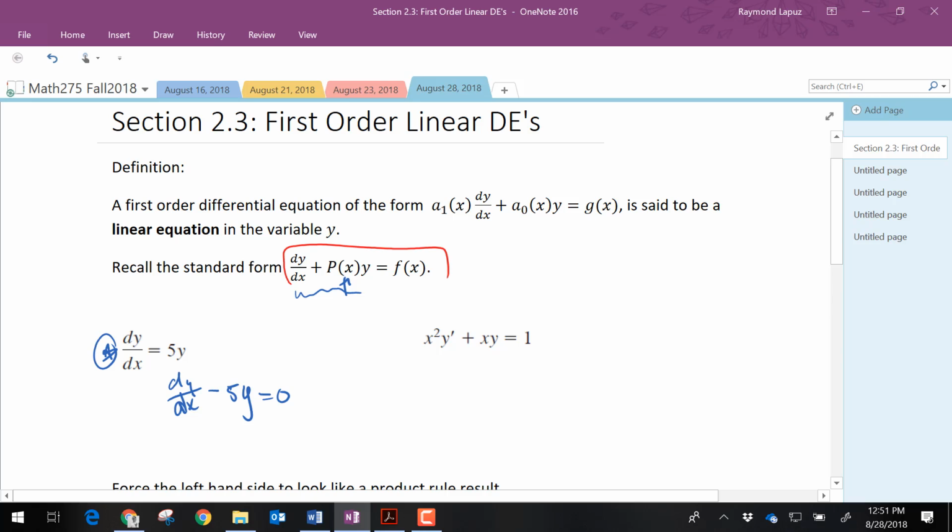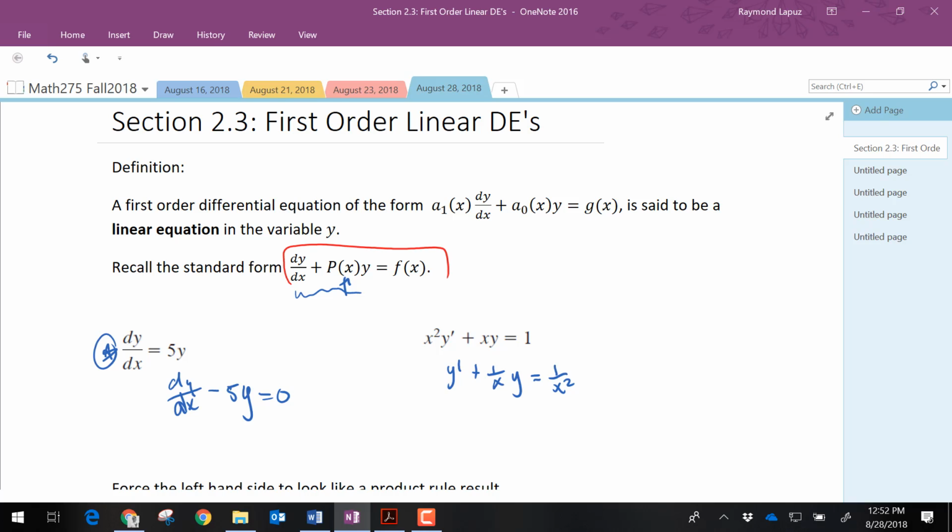And then the same thing over here. How do you make this into standard form? Second one. Divide by x squared. So we got y prime plus 1 over x, y is equal to 1 over x squared. Is this still linear? Yeah, it's linear, right? The 1 over x and the 1 over x squared, those are functions of x. And the y itself, or the y prime, are not being raised to any power, so this is still a linear differential equation.